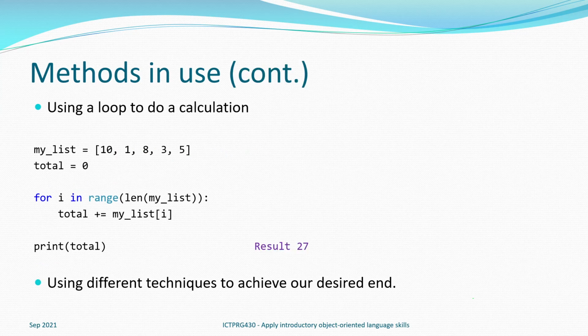So we're adding values. So in this one, we're doing an I in the range, and because we don't know what the range of the list is, we use the length of myList, and then we're going to add the total plus equals myList[I]. So each time we go through this loop, we're incrementing the index and adding that to the total. So we're basically adding all the values within the list together and then printing it out.